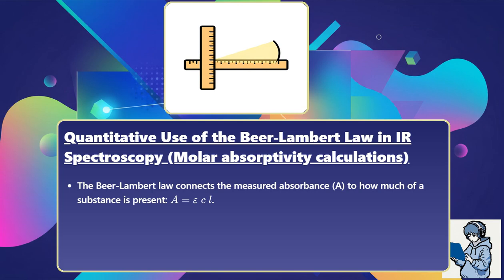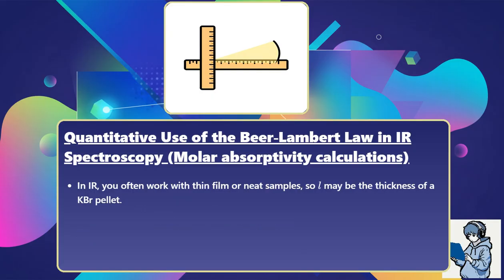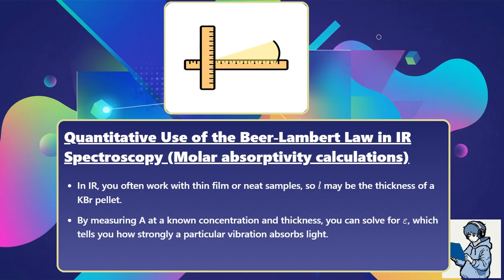A = εCL. Here, ε is the molar absorptivity in liters per mole per centimeter, C is the concentration in moles per liter, and L is the path length of the IR cell, usually 0.1 to 1.0 centimeters. In IR, you often work with thin film or neat samples, so L may be the thickness of a KBr pellet. By measuring A at a known concentration and thickness, you can solve for ε, which tells you how strongly a particular vibration absorbs light.